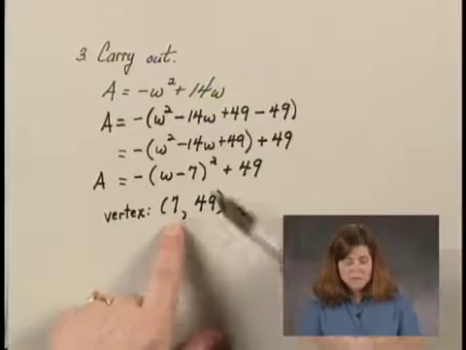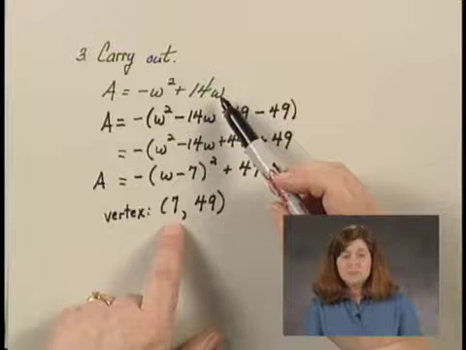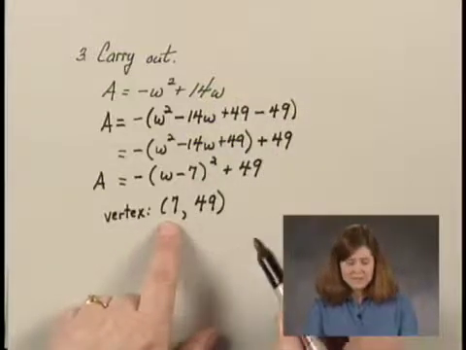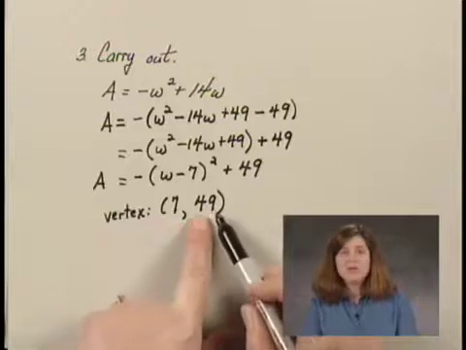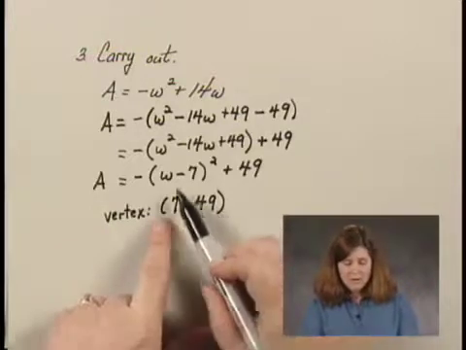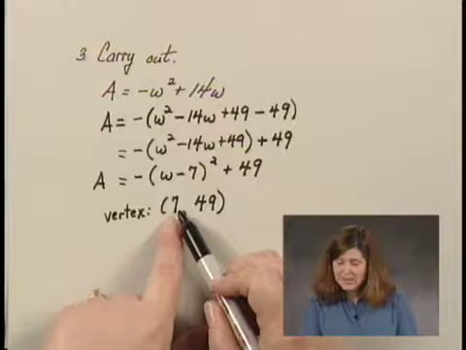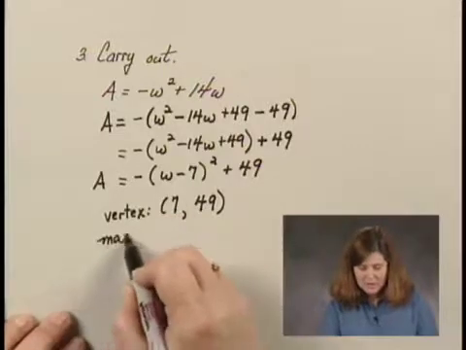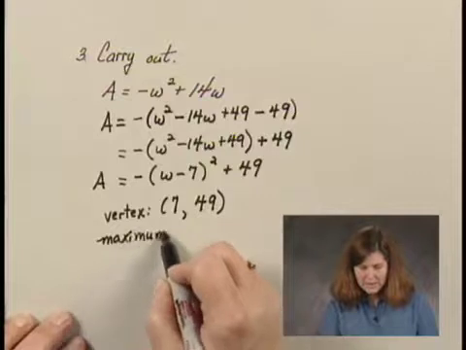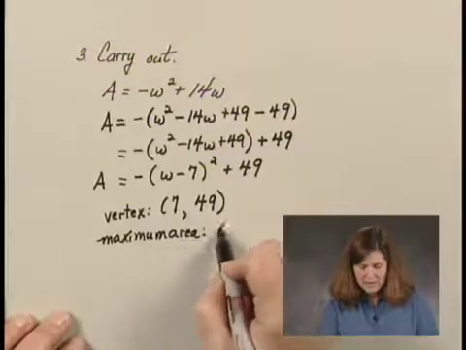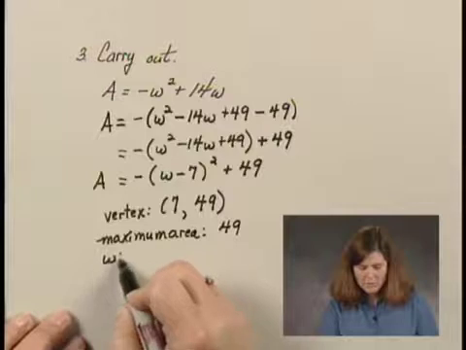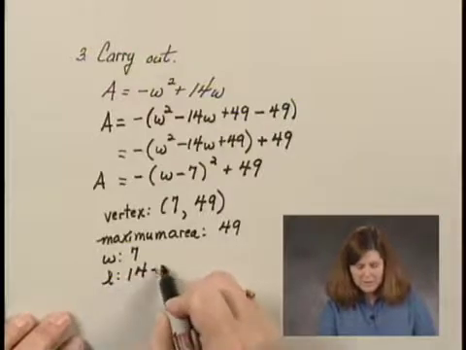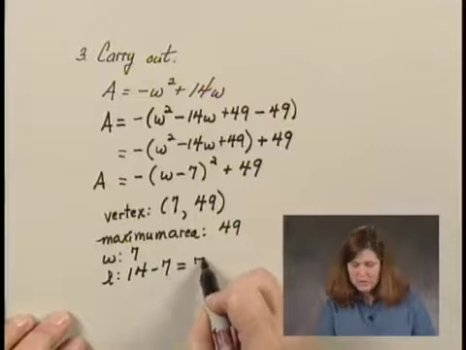Since, like I said before, the graph of this opens down, this vertex will be where the maximum value is. The maximum value will be 49, where w, or the width, is 7. So we have possible solutions of maximum area of 49, width 7, and the length, as I remember, was 14 minus 7, which is also 7.